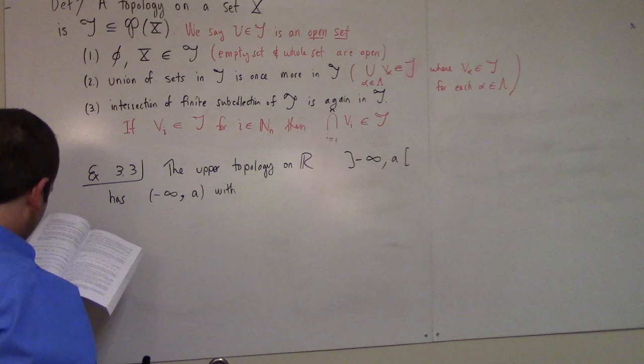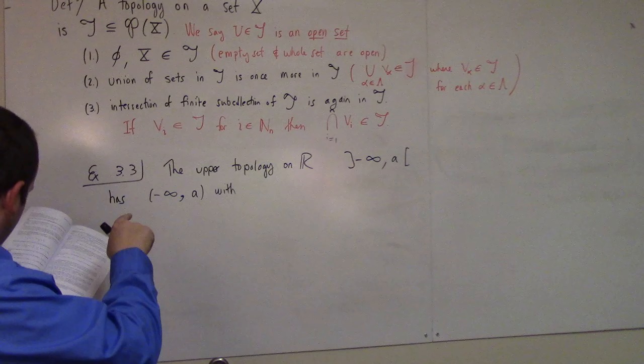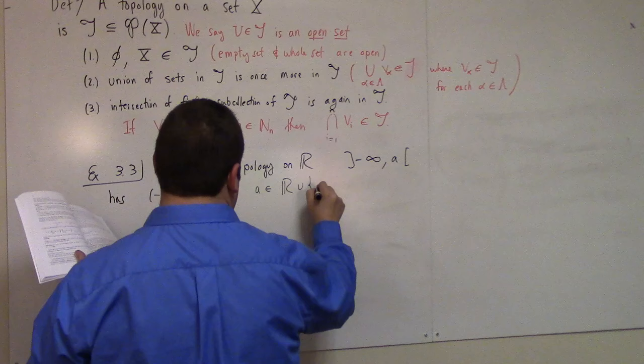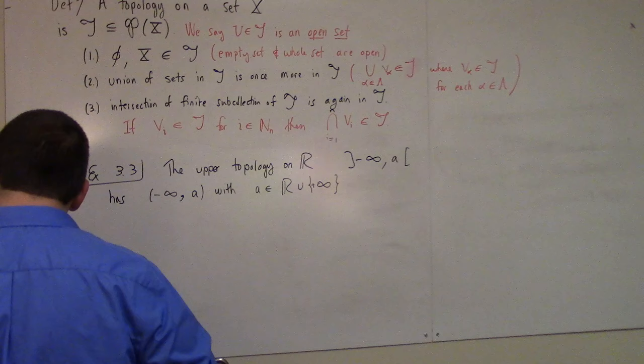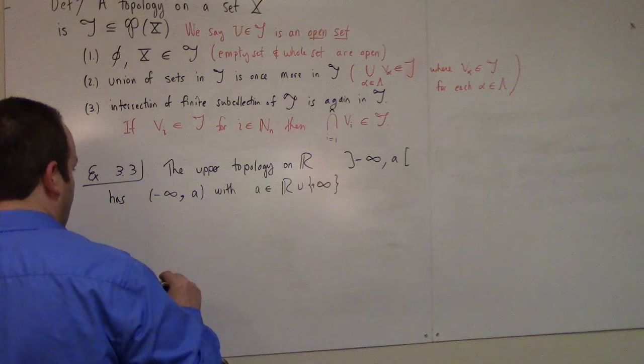Where are we? So this one is defined as having this, and here's the catch, with A an element of R union infinity. So you join the point at infinity, positive infinity, as non-empty open sets. I don't think I've said that quite correctly yet. He's using some select notation.